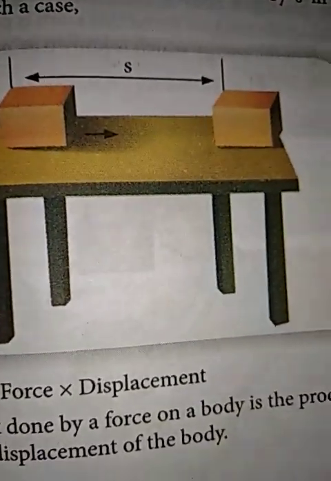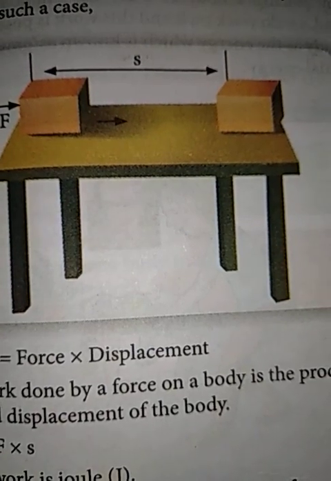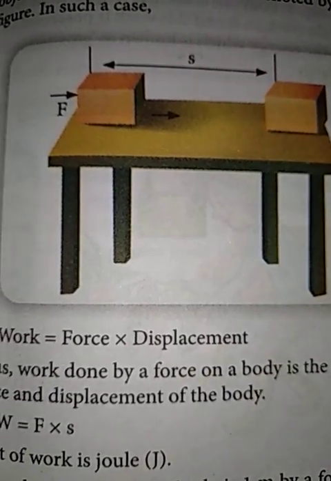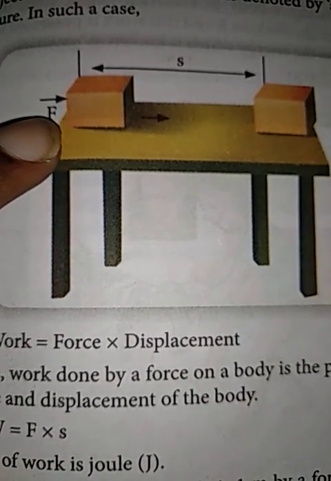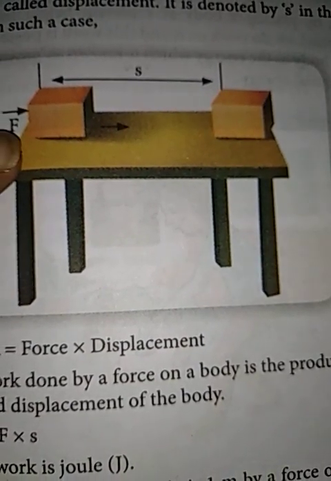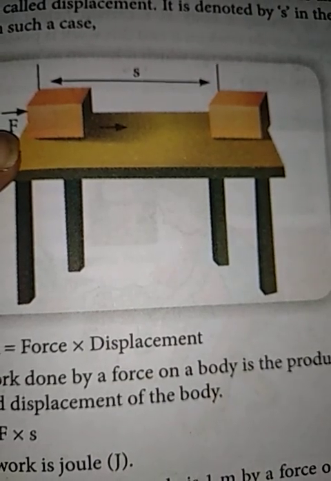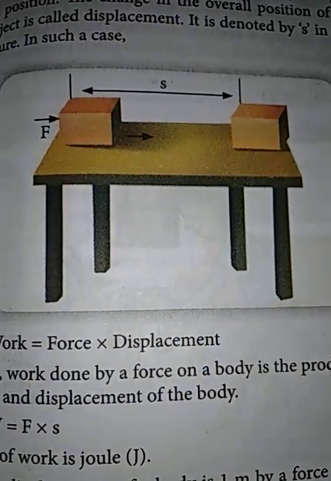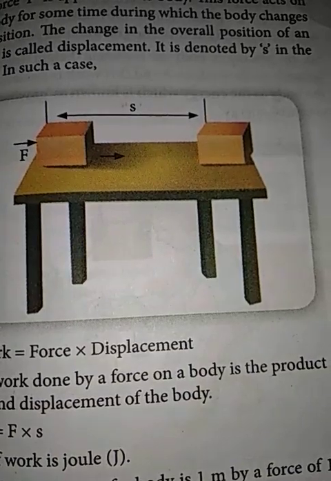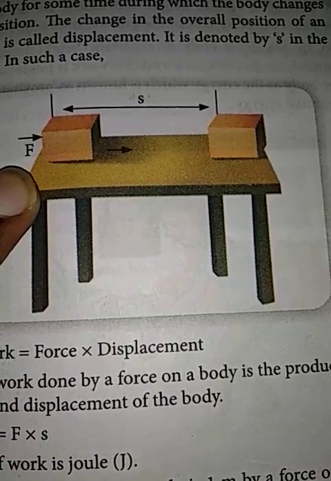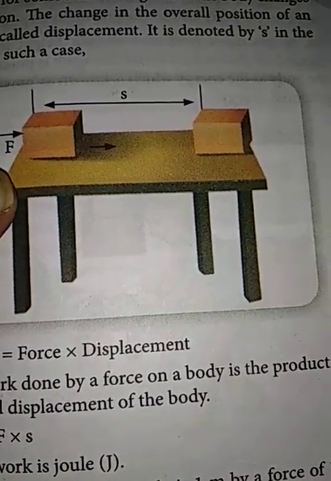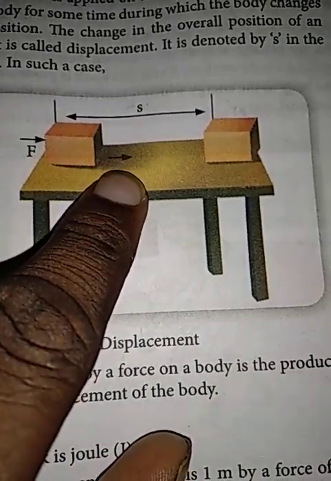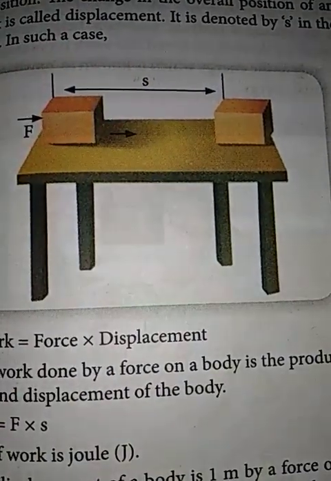Suppose a body is kept on a smooth horizontal surface, and a force F is applied on the body. You see here, force F is applied on the body, and this force acts on the body for some time, during which the body changes its position. This was the initial position of the body, and when the force is applied, the body moves along this direction and reaches the other end of the table, which is the final position of the object. The end of the table where the object is kept initially is the initial position, and after applying force, the object is displaced. This arrow mark shows the direction of displacement, along the direction of the applied force, reaching the other end of the table.